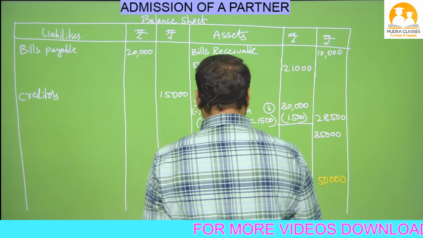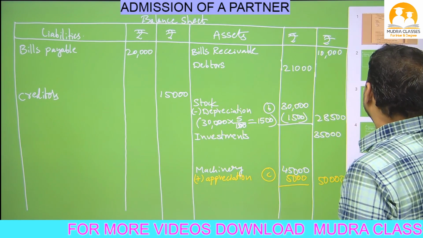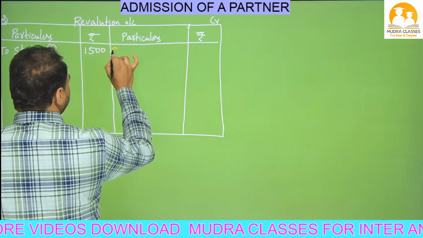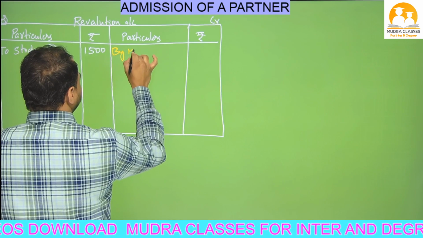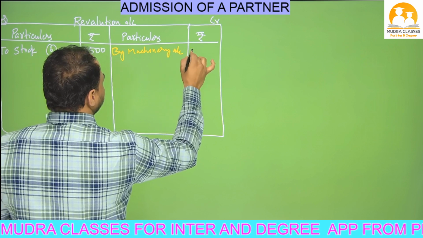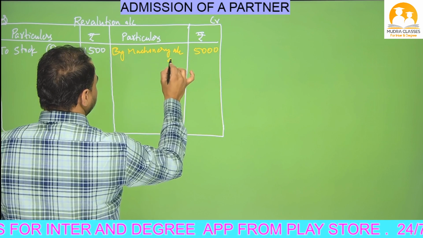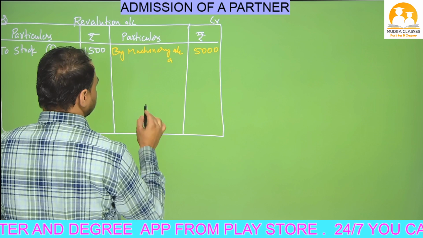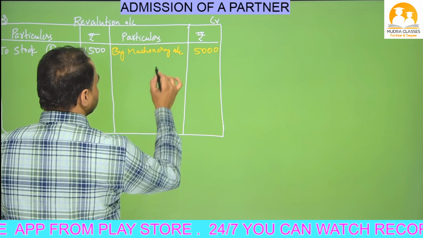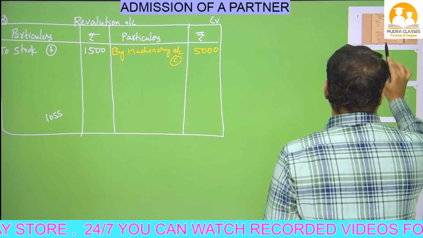So the machinery value is increased by 5,000 rupees, so it is a profit to the business. So on the revaluation account credit side we have to write by machinery account 5,000 rupees, adjustment number C. Right. Next adjustment. What is the next adjustment?